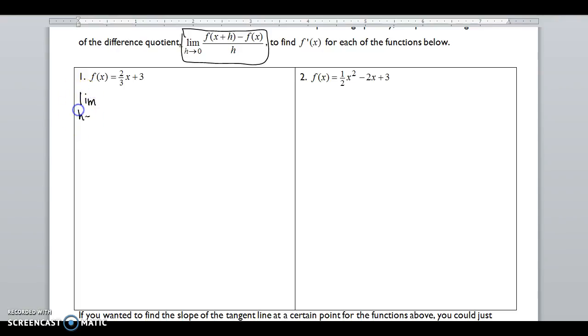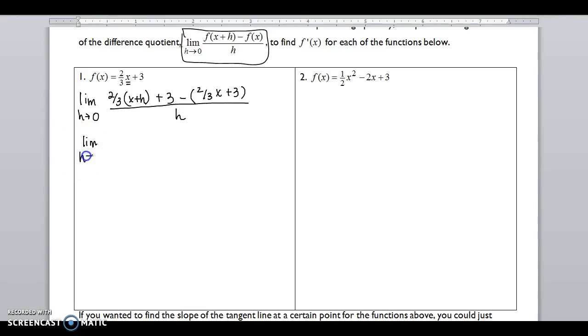Limit as h approaches 0, f of x plus h. That means wherever this x is, I'm going to go ahead and just replace it with parentheses. So we have 2/3 something plus 3. That something in this case is x plus h. We're just plugging in x plus h for x. And then minus, use your parentheses, 2/3 x plus 3. And it's all divided by h. So that's our setup. Now we get to do some algebra.